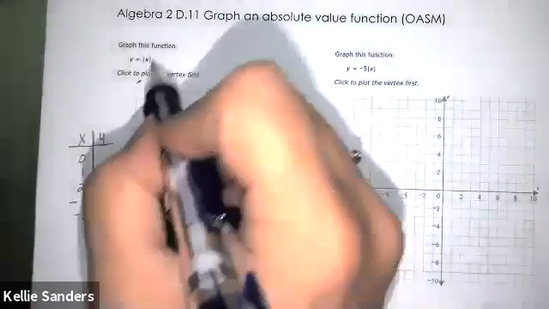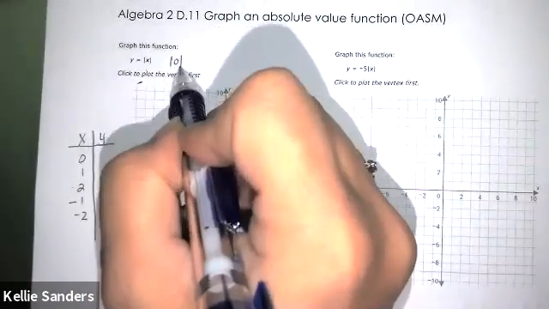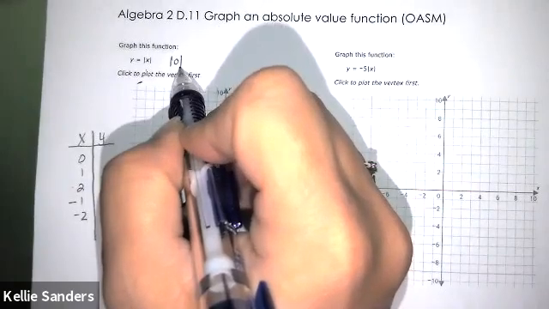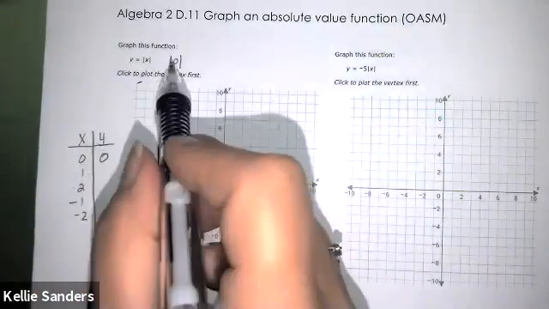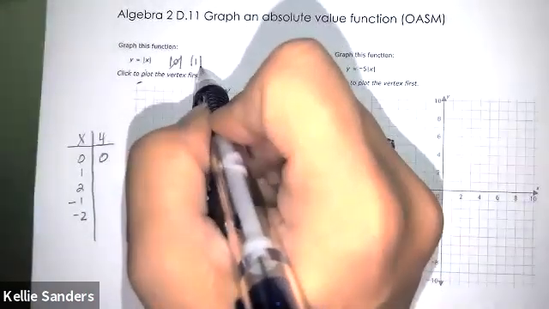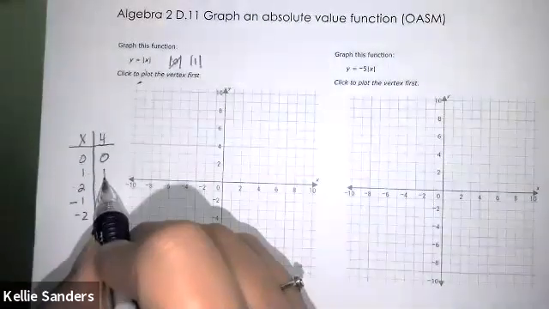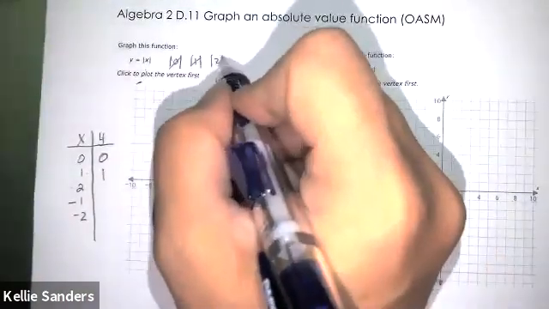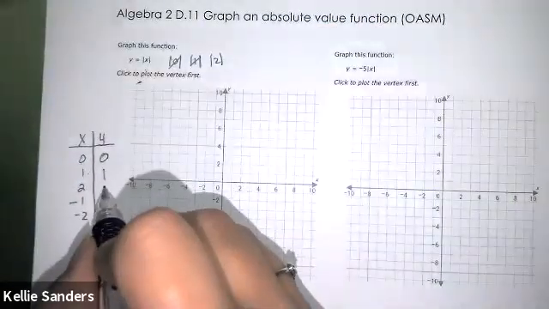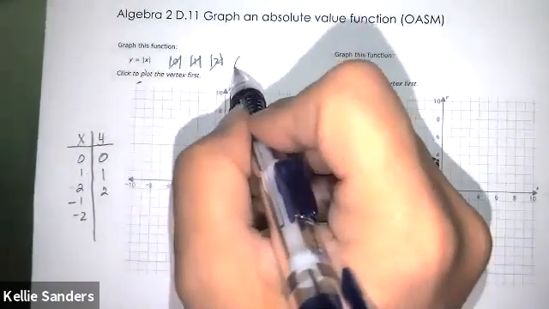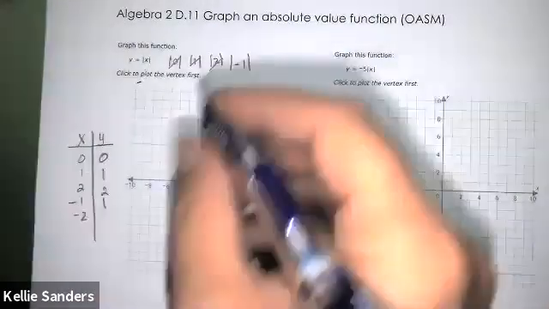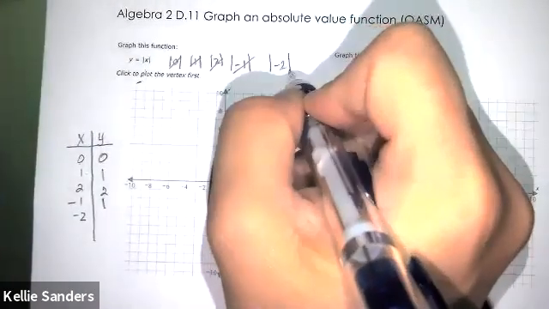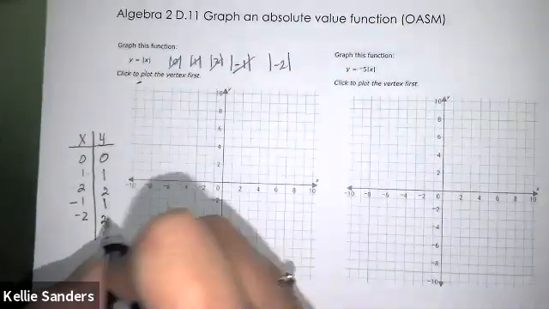So if I put 0 in for this x, the absolute value of 0, well, the absolute value of anything is going to be positive. 0 is not positive or negative, but we're just going to say 0. If we put the absolute value of 1 in, the absolute value of 1 is 1. If we put 2 in, the absolute value of 2 is 2. If we put negative 1 in, the absolute value of negative 1 is 1. If we put negative 2 in, the absolute value of negative 2 is positive 2.